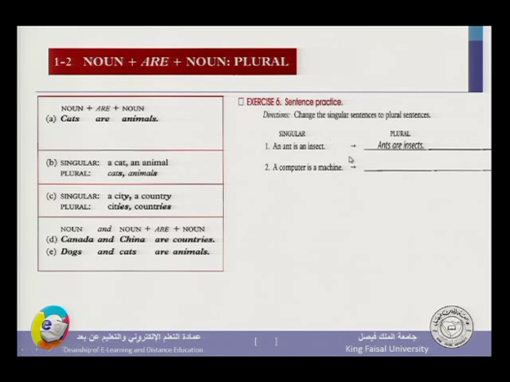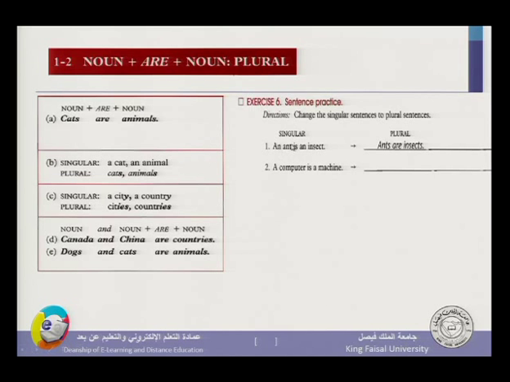Now let's do this exercise. Change the singular sentences to plural sentences. An ant is an insect. You know, an ant, just one ant, is an insect, all right? This is rule number one at the beginning. What about number two here? So we want to make this sentence in the plural form, all right?